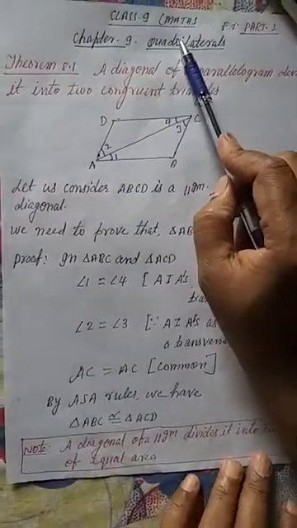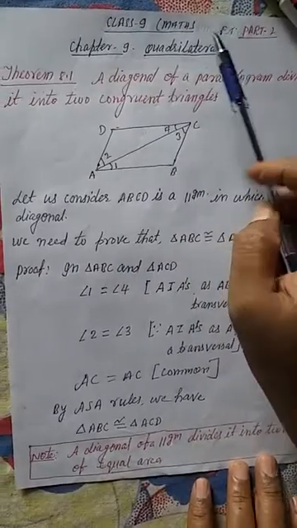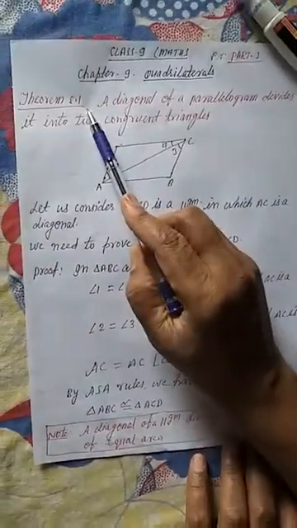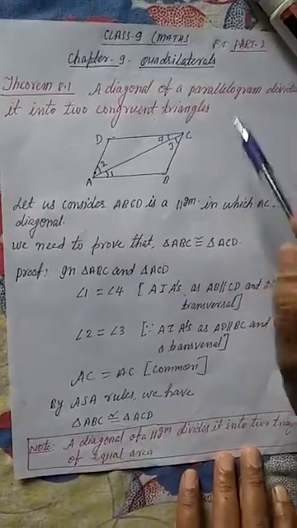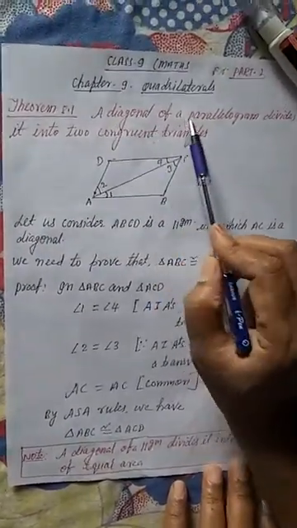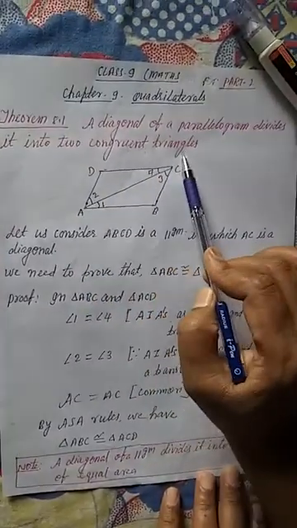Students, class 9 math part 2, chapter 9, Quadrilaterals. Today our topic is Theorem 8.1. What is the statement? The statement is here. Now I am reading, just see: diagonals of a parallelogram divide it into two congruent triangles.